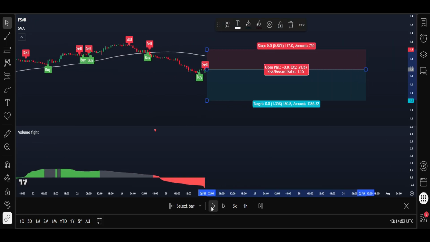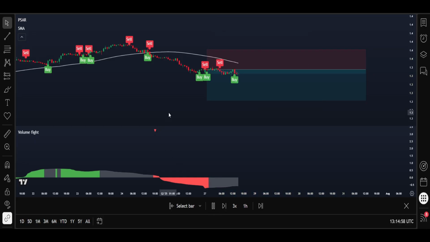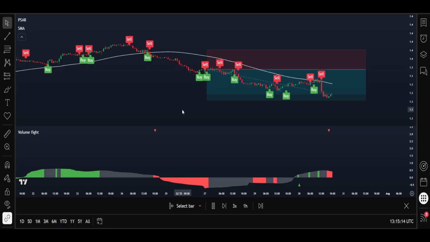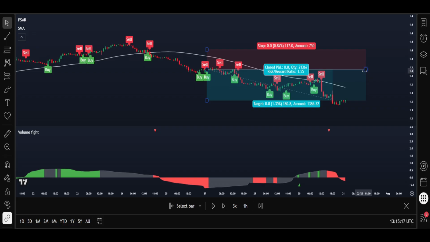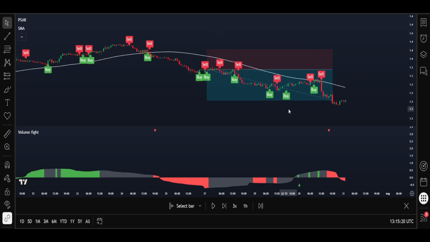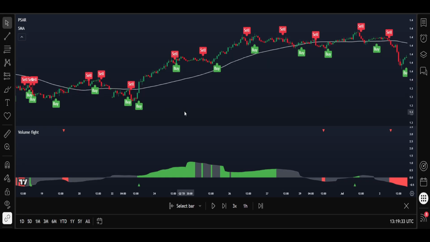Two common outcomes follow. A steady slide that tags the target while Volume Fight remains red and price holds below the MA, or a quick pop that hits the stop. Both are part of the method. Our job is to take only aligned setups, keep risk per trade fixed, and let the math play out over a series.